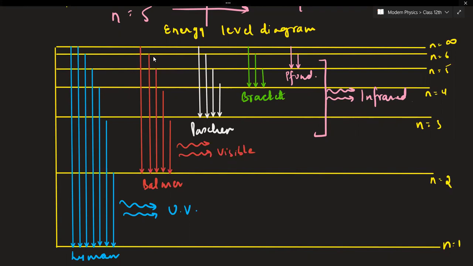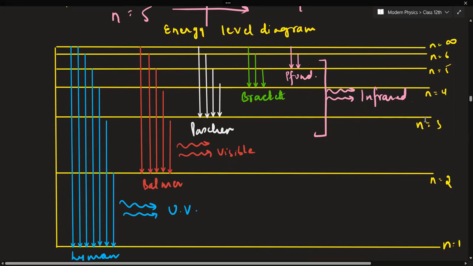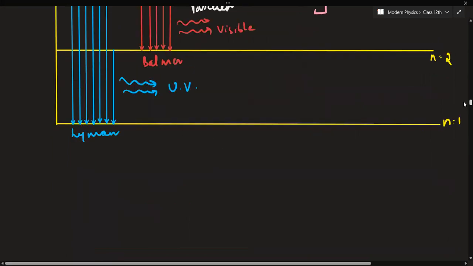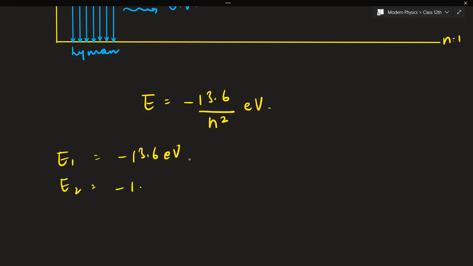Now, one thing that I had told you in the last class, but we didn't draw any conclusion out of it, was energy. The energy formula I have told you is minus 13.6 Z squared by N squared, but we are considering hydrogen, and for hydrogen Z is 1. So minus 13.6 by N squared electron volt. For the first shell, that is N equal to 1, energy will be minus 13.6 electron volt. For E2, it will be minus 13.6 by 2 squared, that will be minus 3.4 electron volt.